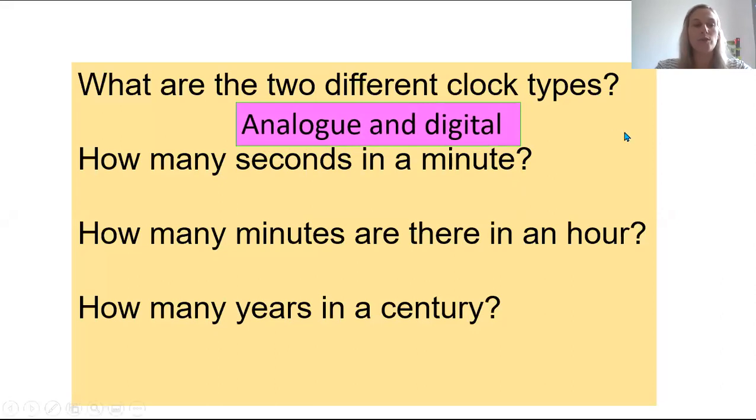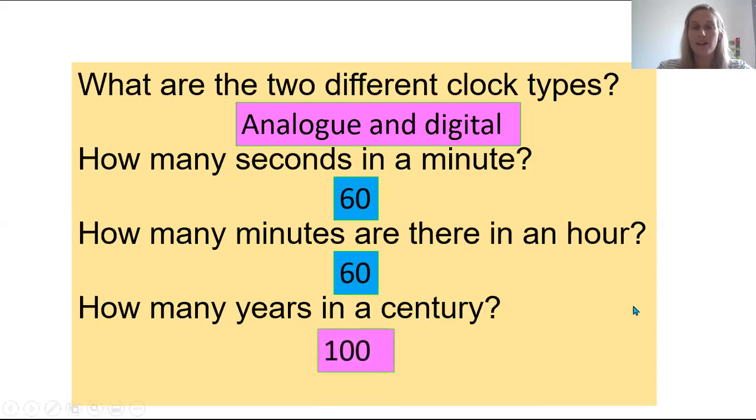Now, grade 2, when we spoke about money, we know that 100 cents is equal to $1, and that's something we always needed to remember. For time, please remember it's not 100. The special number is 60. There are 60 seconds in 1 minute, and there are 60 minutes in 1 hour. The new vocab word for the week was century, and that means 100 years.